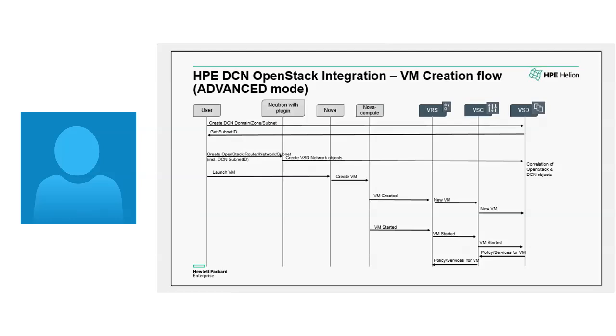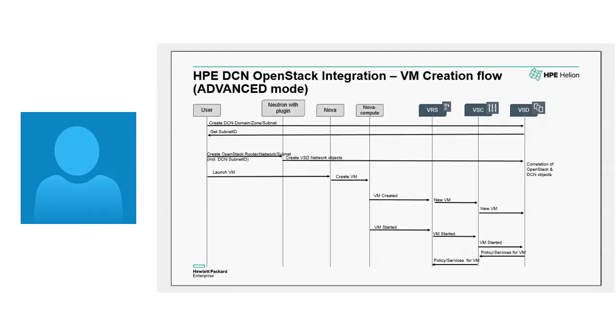Okay, so what is the flow? Essentially, first create a DCN domain zone subnet, and then you would create a router network subnet, and then you would create a VSD network object. So the interesting part is from when you actually launch a VM. When you launch a VM, there's a NOVA call which is made. So NOVA talks to the NOVA compute process, which goes in and creates a VM.